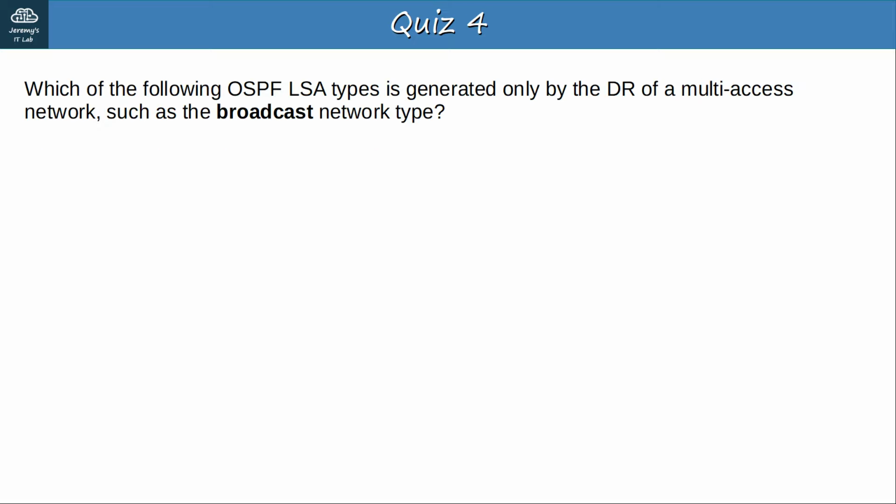Which of the following OSPF LSA types is generated only by the DR of a multi-access network, such as the broadcast network type? A. Type 1, B. Type 2, C. Type 3, or D. Type 5? Pause the video to think about your answer.